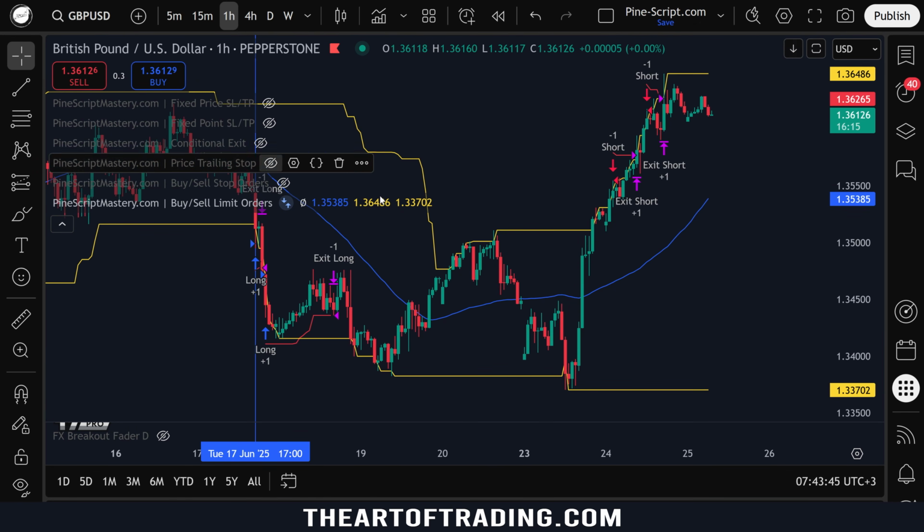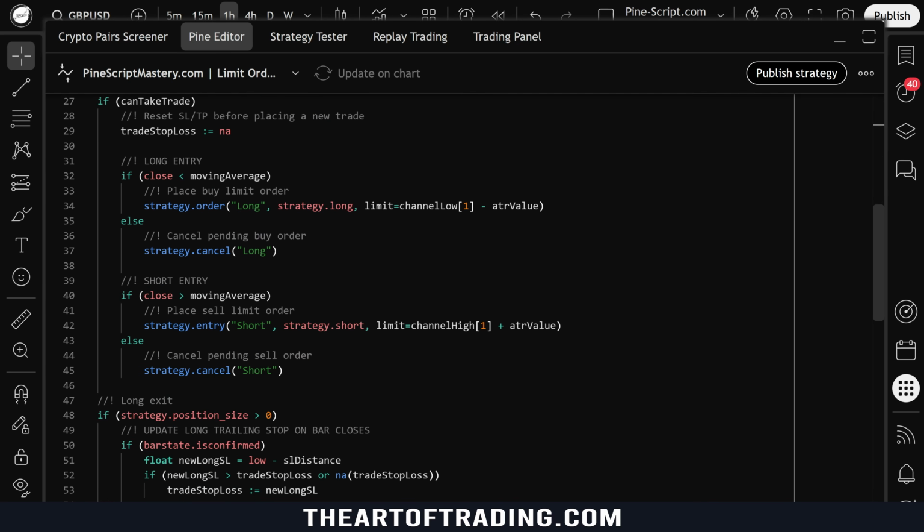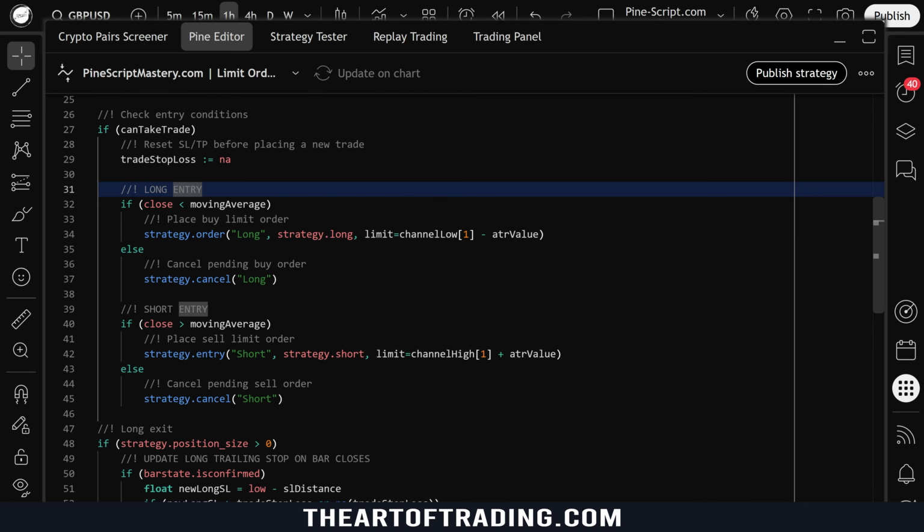So let's have a look at our code. Again, everything is the same. However, our order is now using a limit instead of a stop. And so now we're looking for price to be below our moving average, and then we place a buy limit order 1 ATR below our channel low and a short order 1 ATR above our channel high.